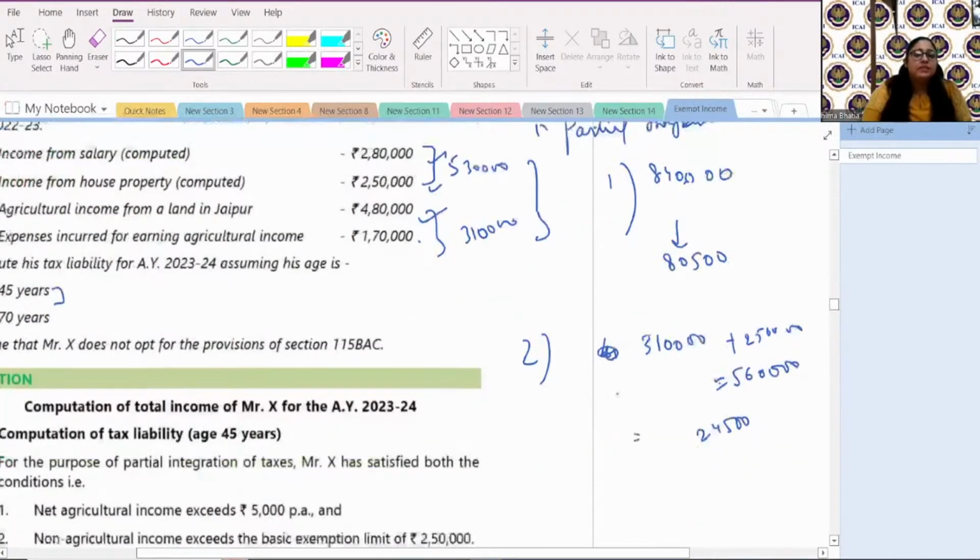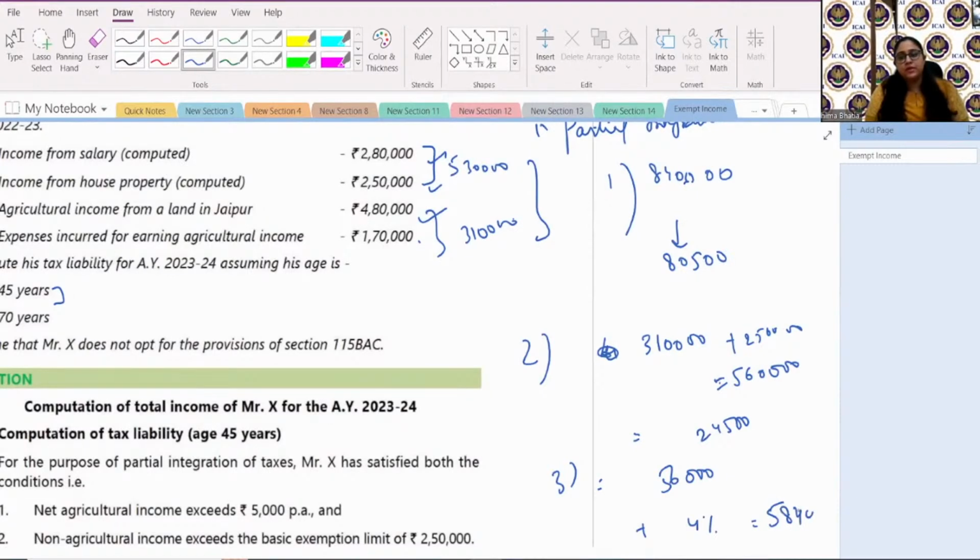Step 3 में they say minus step 1. Step 1 से step 2 minus कर लो. 80,500 minus 24,500, which is 56,000. Now this is your final tax liability as increased by surcharge or cess, whichever is applicable. So 58,240 is my final tax liability.